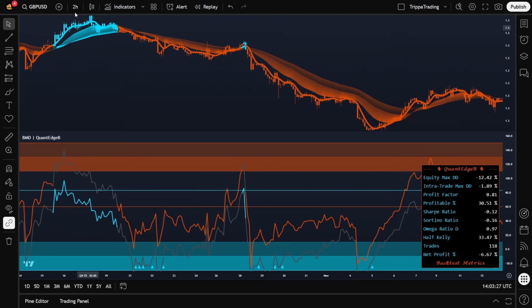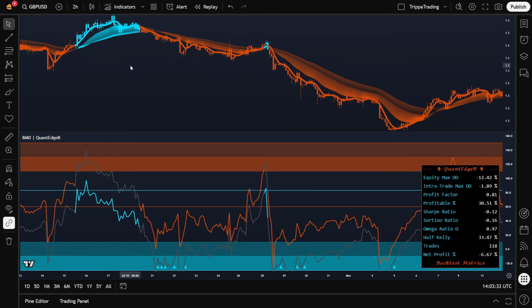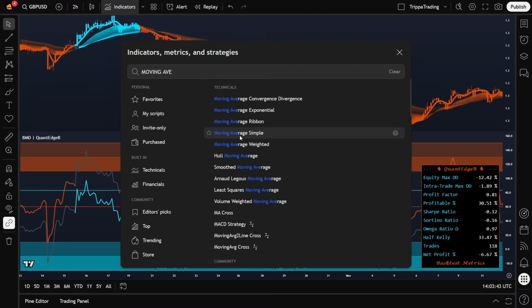In trending markets, first identify the trend. You can use a higher time frame or even a moving average. So you can add a 200 EMA to make sure that you are trading with the trend. Let me quickly add the EMA from the Indicators tab.